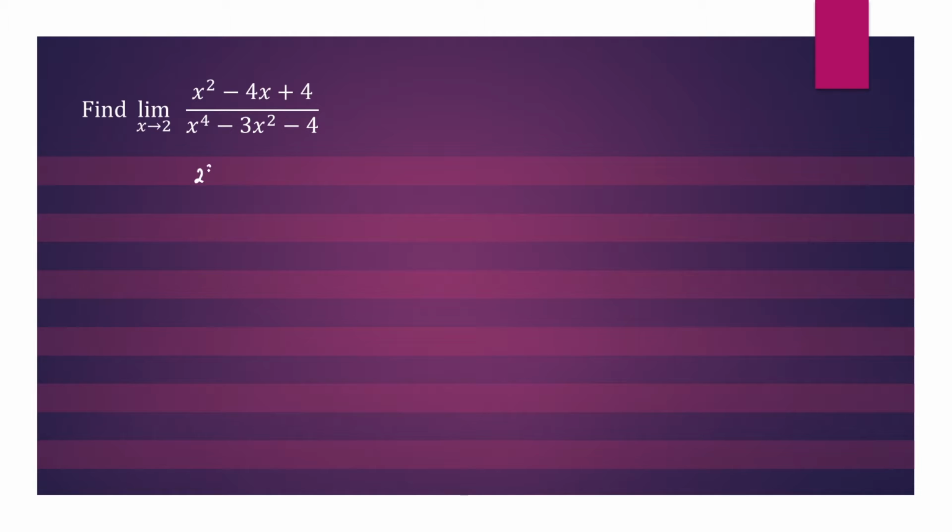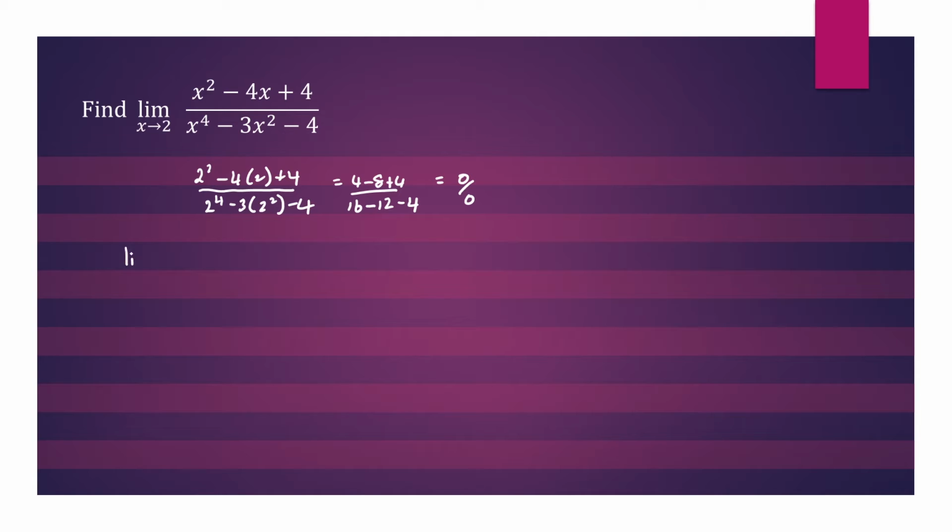So that will give us (2 squared minus 4 times 2 plus 4) divided by (2 to the power 4 minus 3 times 2 squared minus 4). So we get 4 minus 8 plus 4, and 16 minus 12 minus 4, since 2 squared is 4 and 3 fours are 12. So you can see we're going to get 0 over 0, which is the indeterminate form. So now we need to try some other approaches, and it looks like we can do some factorization here.